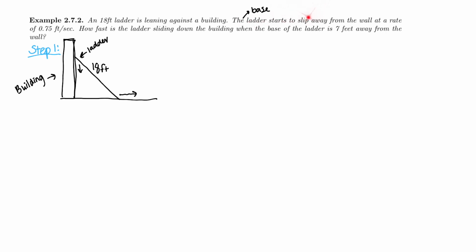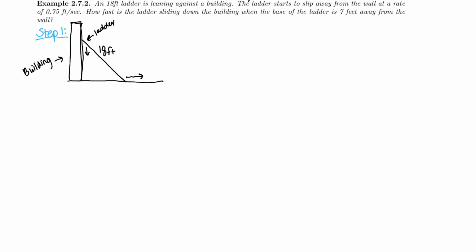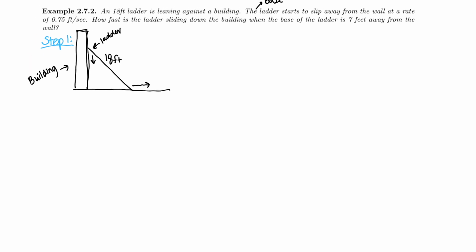So the base of the ladder starts to slip away from the wall at a rate of 0.75 feet per second. How fast is the ladder sliding down the building when the base of the ladder is 7 feet away from the wall? Okay. So let's talk about what we know and what we want.